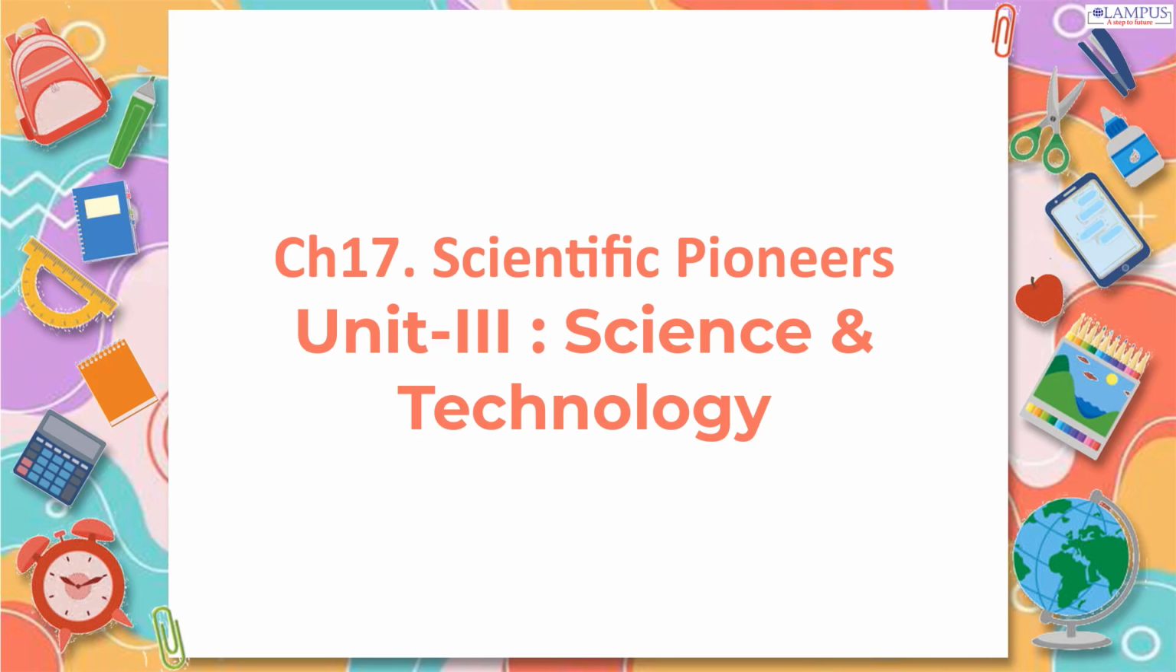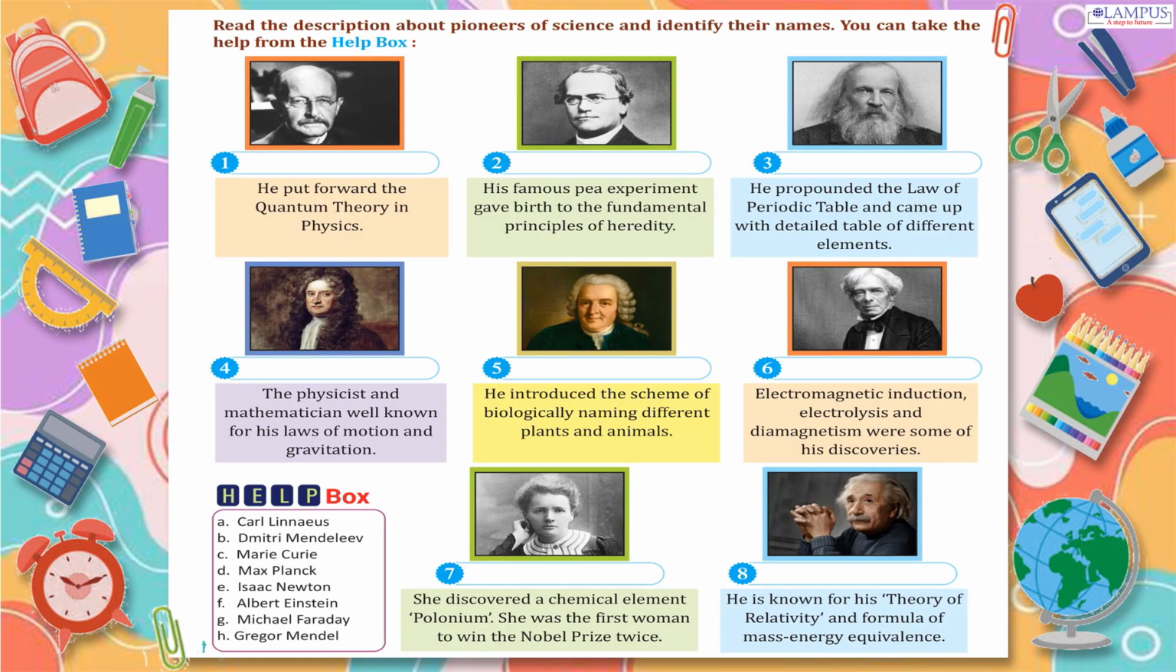Chapter 17. Scientific Pioneers. Unit 3. Science and Technology. Read the description about pioneers of science and identify their names. You can take the help from the help box.